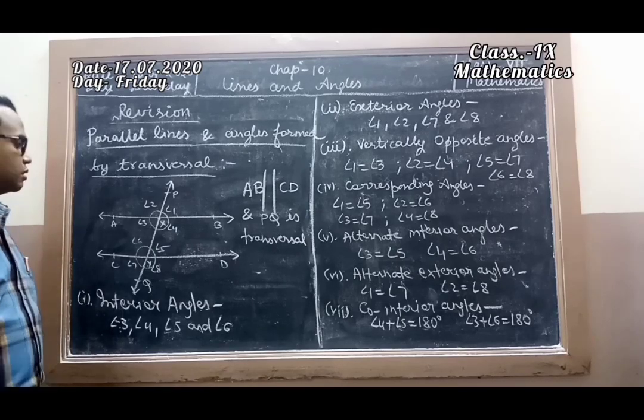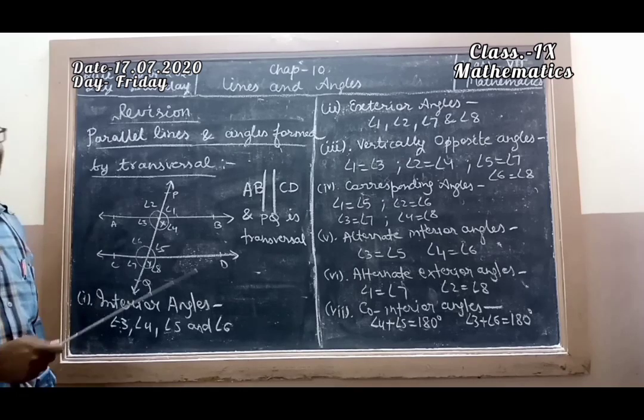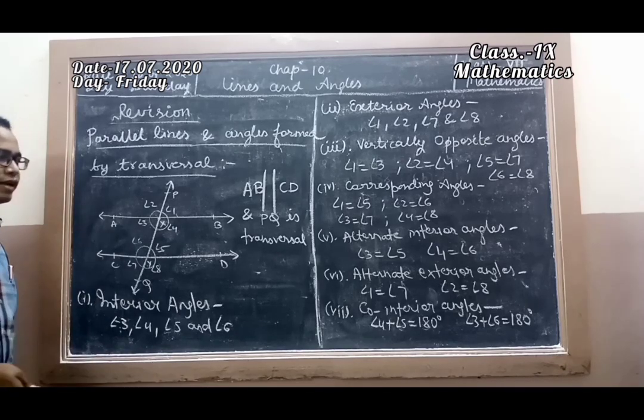Vertically opposite angles. Angle 1 equals angle 3, vertically opposite. Angle 2 equals angle 4. Angle 5 equals angle 7. Angle 6 equals angle 8. These are vertically opposite angles. Corresponding angles.